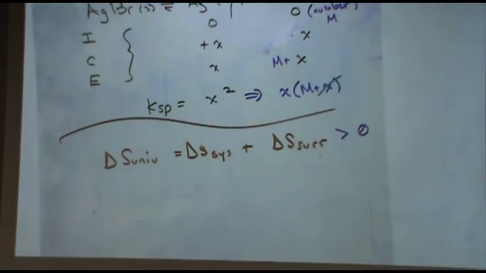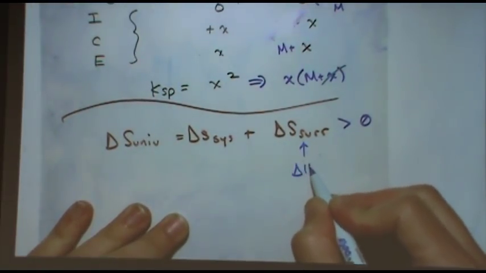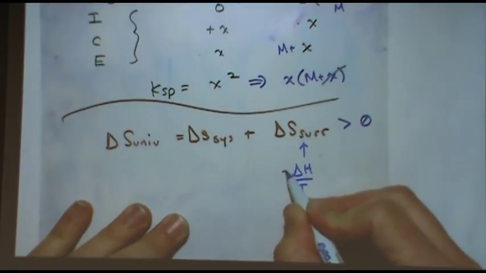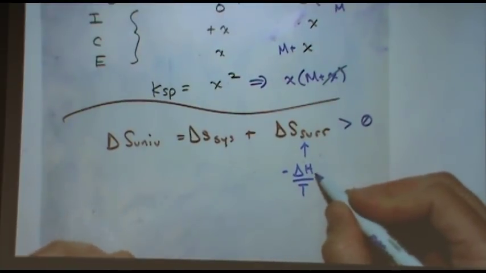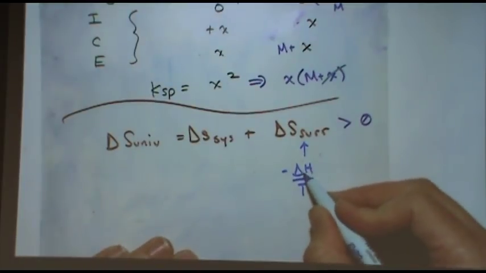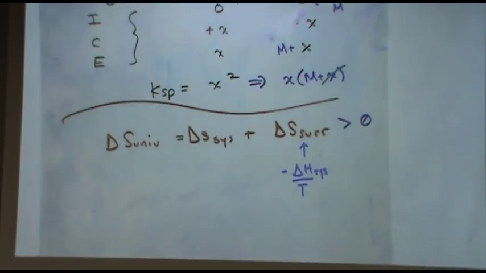Sometimes we'll ask you for delta S of the universe. How would you find that? Well, this term right there, you would get from delta H divided by T. I think there's a negative sign in there. By the way, the delta H is system or surroundings? System. Let's say I gave you a delta H for a reaction. Would that be the delta H you use here? Yeah, because the reaction is the system.